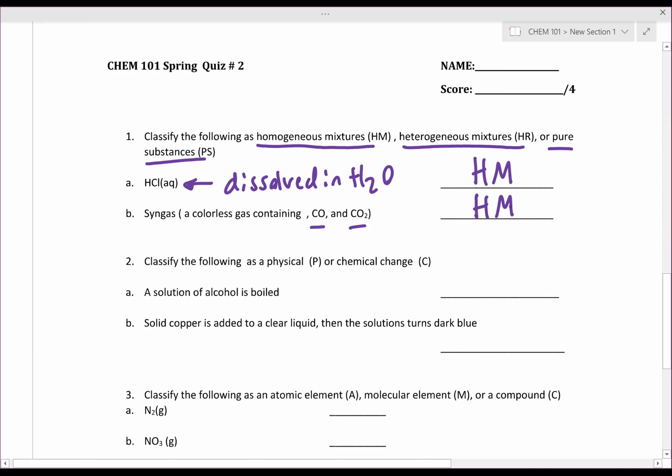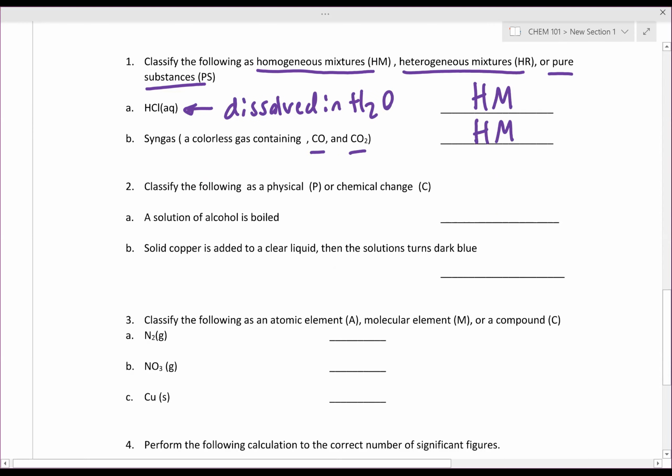In the next example, you're going to be asked to classify the following as either a physical or chemical change. For example, if a solution of alcohol is boiled, keyword boiled, phase changes, are they physical or chemical changes? Physical, yep. There is no change in the chemical formula during a physical change. Phase changes don't change the chemical identity, they only change the physical state. Okay, solid copper is added to a clear liquid, then the solution turns dark blue. So we notice an indicative color change. What are color changes a signal for? Physical or chemical? Chemical, exactly.